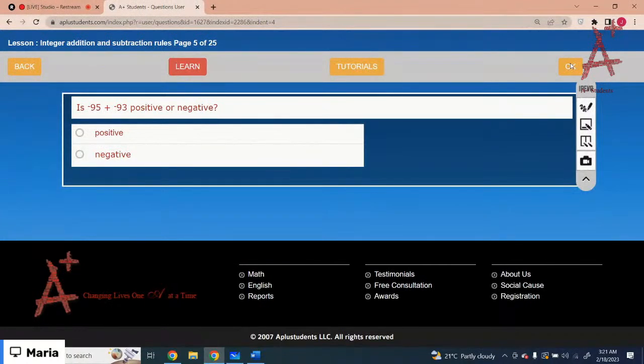Okay, the next one is negative 93 plus negative 95 plus negative 93. Both the numbers are negative now, negative 95 and negative 93. Got it? You are adding two negative numbers. So when adding two negative numbers, the answer must be negative. Because both the numbers are negative, the answer must be negative. Got it?